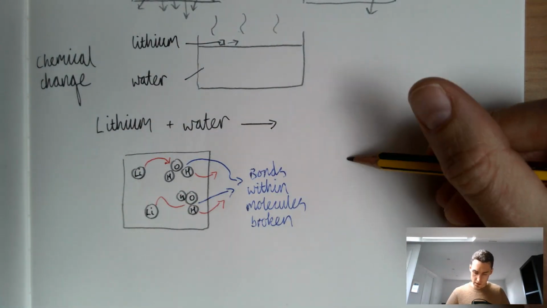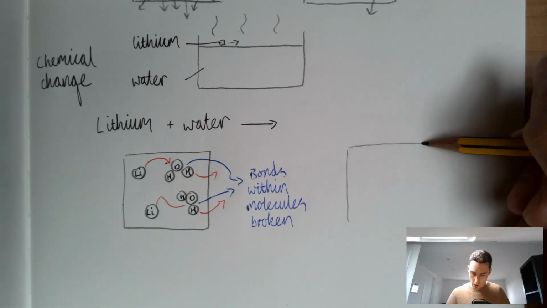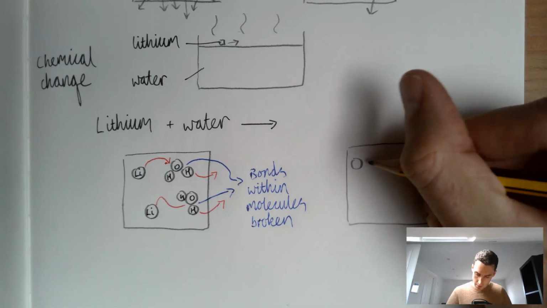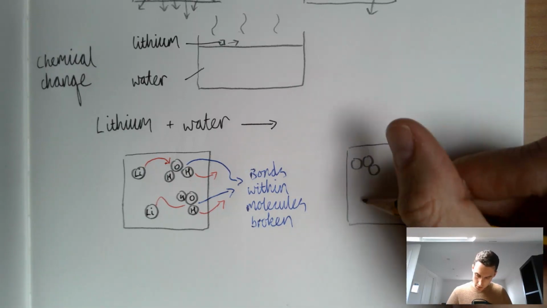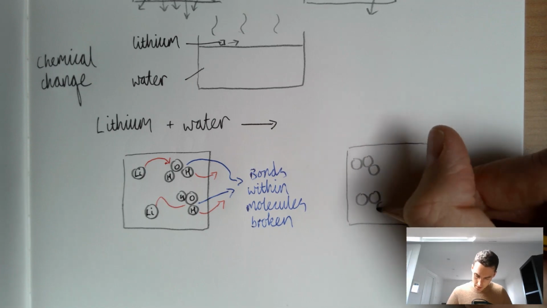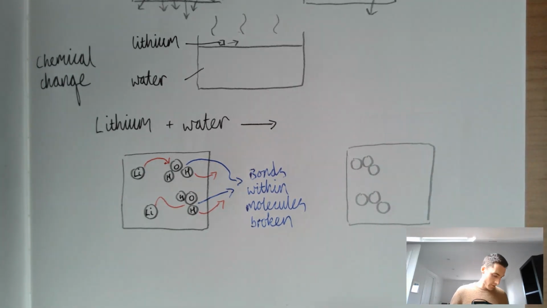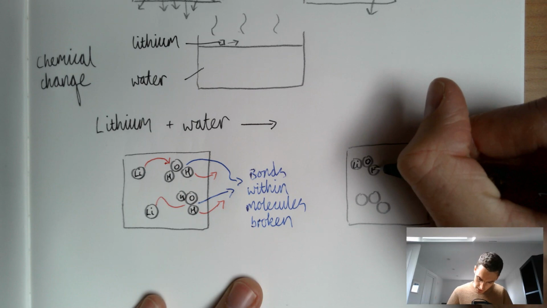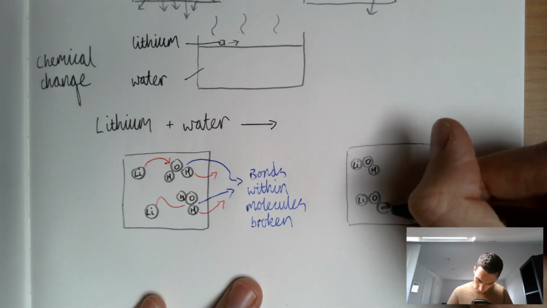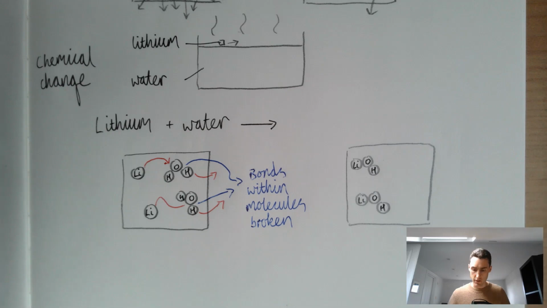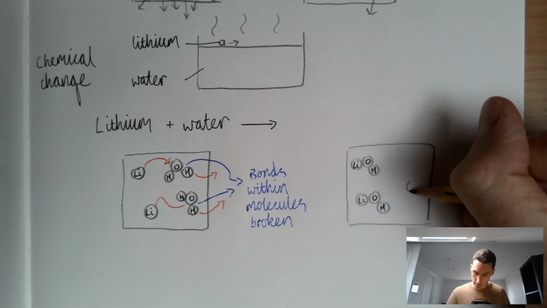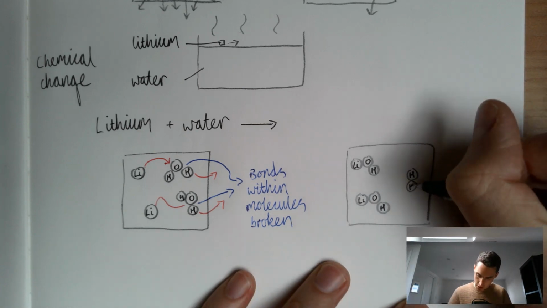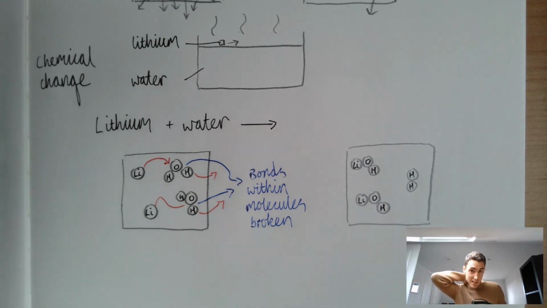So if this is what happens, well, look, what I end up with, instead of what I had before, which was H2O and Li, is Li bonded to one O and one H still. Li bonded to one O and one H. And it helps that I drew two sets of these, because I can actually show that these two H's bond together. So that's an H and an H, like that. And this tells me what my products are.